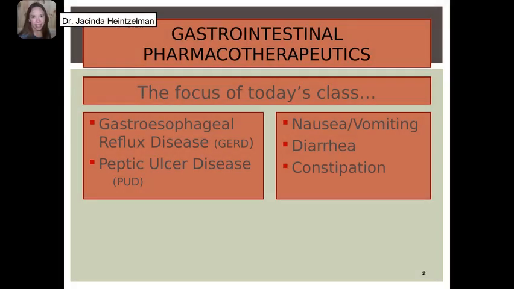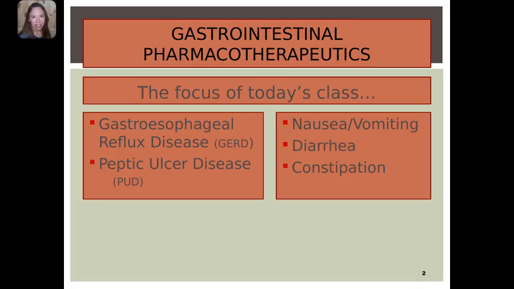Today we're going to talk about gastroesophageal reflux disease, otherwise known as GERD. We're going to talk about peptic ulcer disease. We're going to talk about nausea and vomiting, diarrhea, and constipation. Fun topics. Surprisingly, most patients that I have dealt with, and probably a lot of patients that you're going to deal with, do have some sort of gastrointestinal problem that we need to medicate them for.